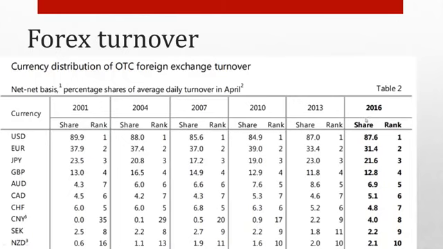And if you look at this, in 2016, the number one most actively traded currency is USD, followed by Euro, followed by Yen, Pound, Aussie, etc.